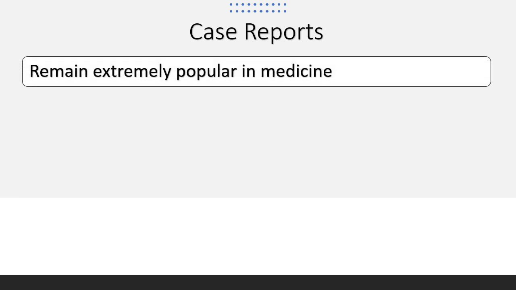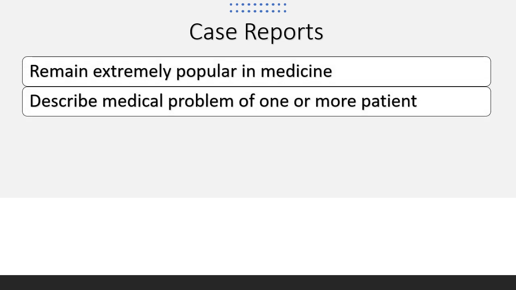As mentioned earlier, apart from observational studies, case reports also form a large body of information for drug use. They remain extremely popular in medicine. They describe the medical problem of one or more patients. Mind you, we have formed an impression in the mind that such case reports are anecdotal, but they are not. They are accepted in research circles as a source of information for bringing a drug into use.